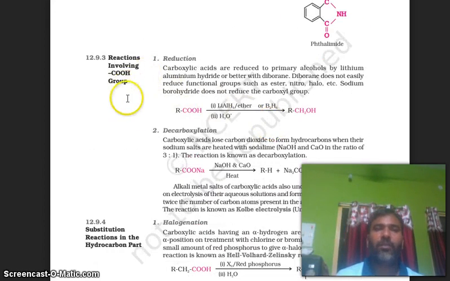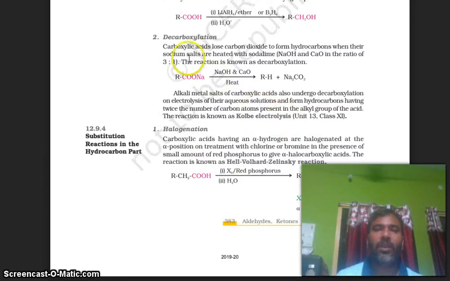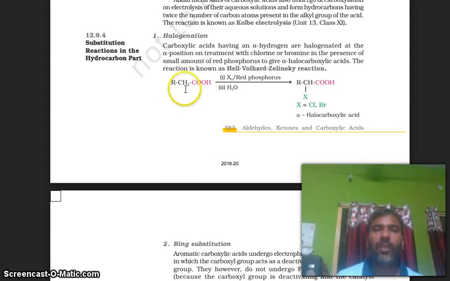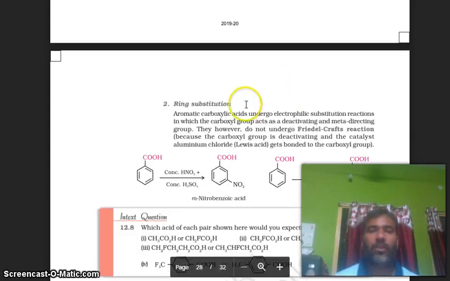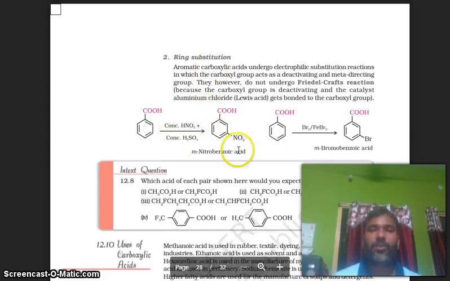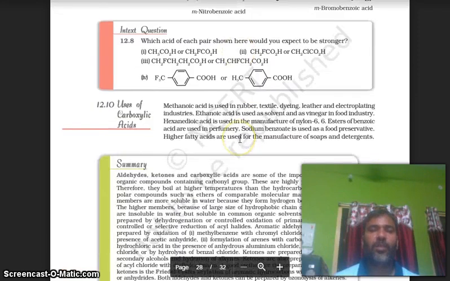Reactions involving the COOH group. So reduction directly, you will get the alcohols. Decarboxylation, RCOONa, you will get the alkanes. Halogenation occurs at this CH2, you see halogenation. This reaction is well known, the Hell-Volhard-Zelinsky reaction, HVZ reaction. This is important. Ring substitution, you see meta position, bromine at the meta position.